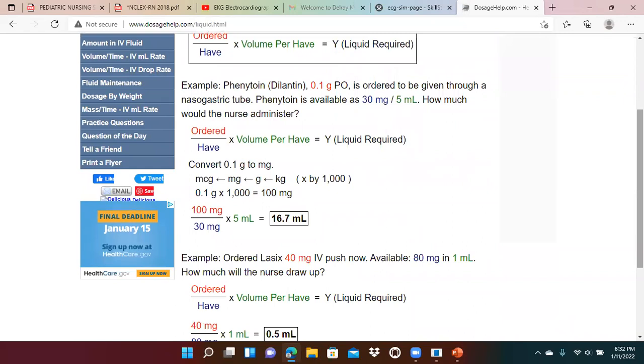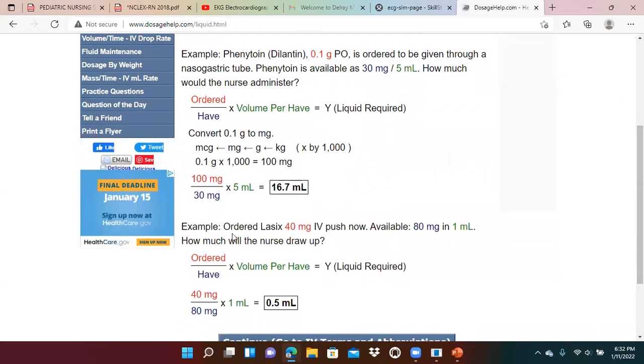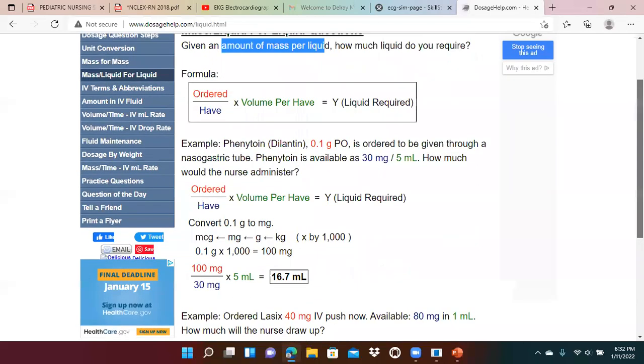Another example here. Ordered Lasix, a diuretic, 40 milligram IV push now. So the doctor's order is 40 milligram IV, available 80 milligram in 1 ml. So it is a liquid formula. How much will the nurse draw up? So required medication in liquid equals the doctor's order divided by the medication available and multiplied by the volume per have. So 40 milligram is the doctor's order, 80 milligram we have in hand, times 1 ml. It should be 0.5 ml. We need to administer this to the patient.